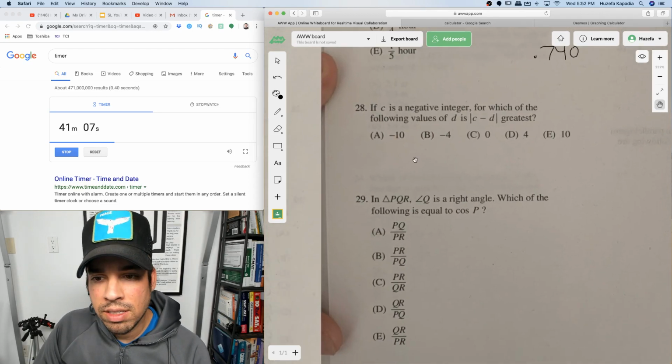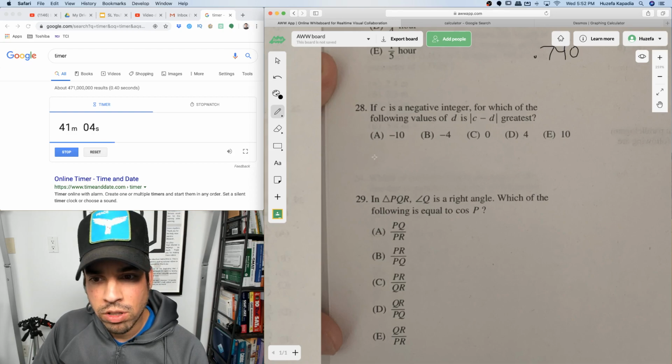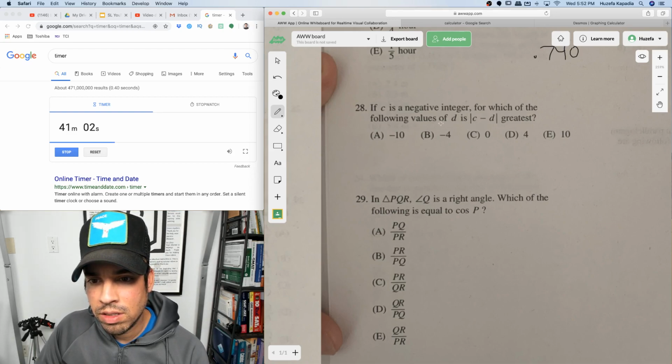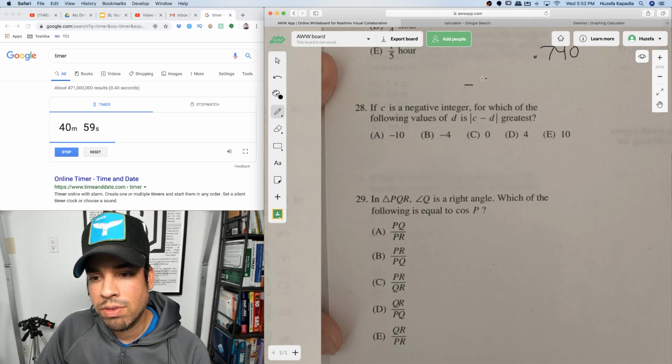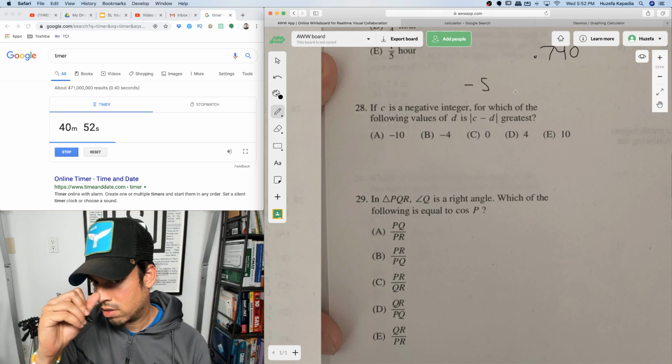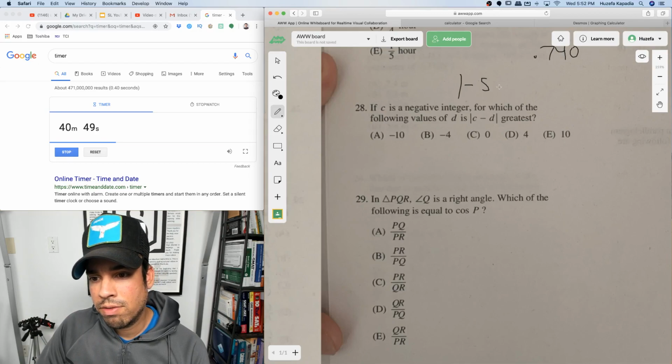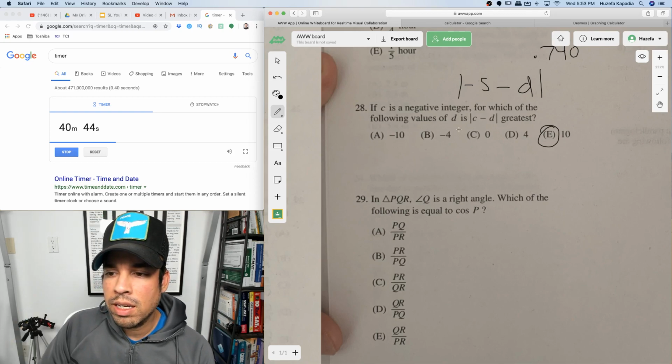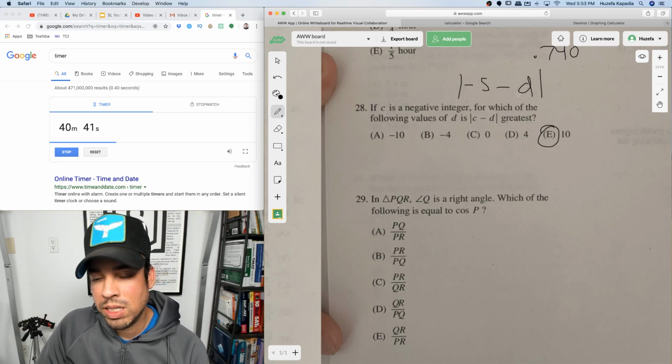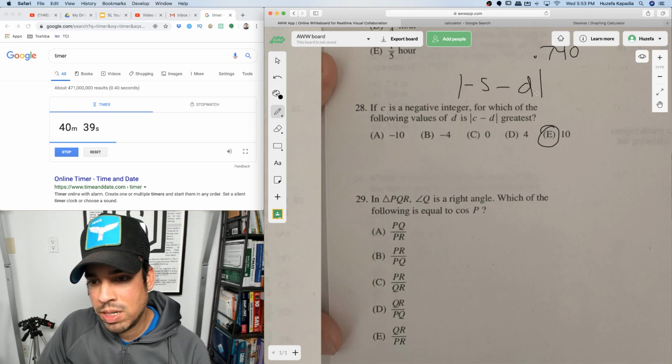If c is a negative integer, for which of the following values of d is c minus d the greatest? C is negative, so let's make it -5. So it's -5 minus d. We want d to be a huge positive number, and it's 10. Then it's -15, which has an absolute value of positive 15. If it's 4, here it'd be 9. Here it'd be 5. Here it would be 1, and here it would be 5. So yeah.